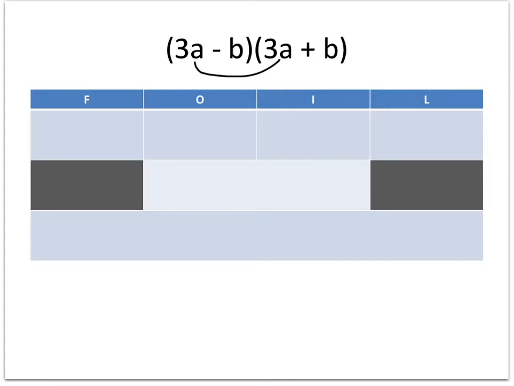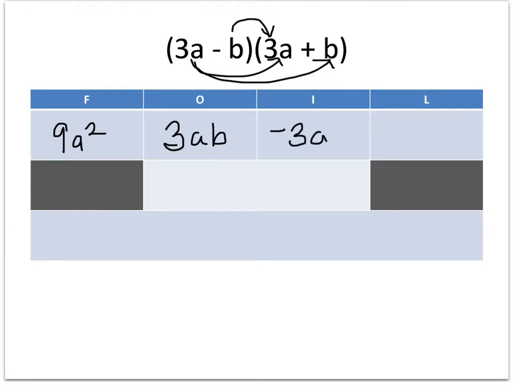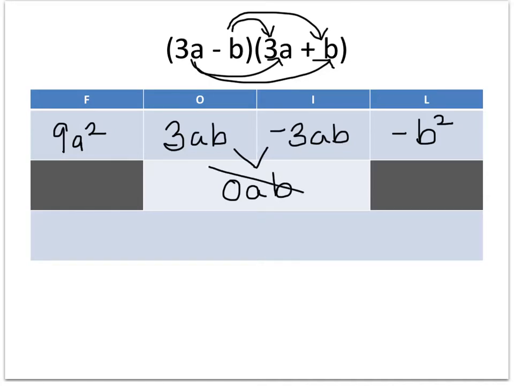Okay, 3a times 3a, 9a squared. 3a times b, 3ab. Negative b times 3a, negative 3ab. And negative b times positive b is a negative b squared. Again, I have opposites here in the middle, so I have 0ab. It's going to disappear in the middle again. So I have 9a squared minus b squared.